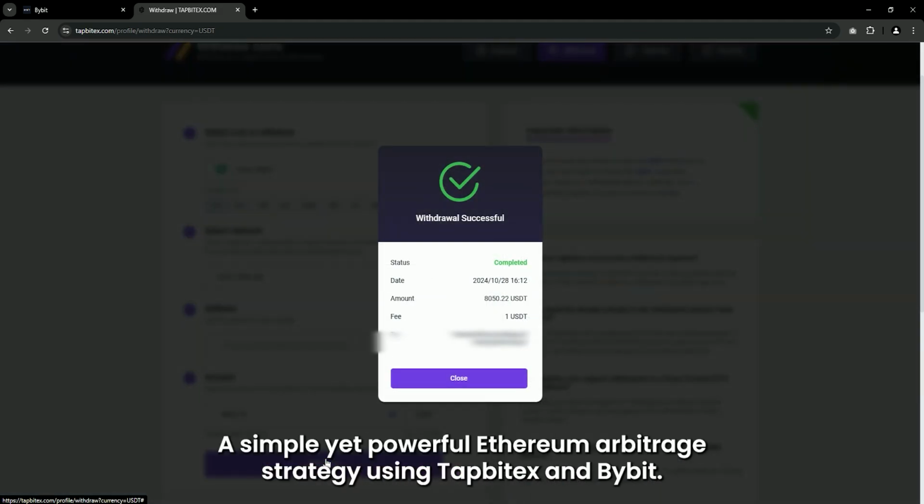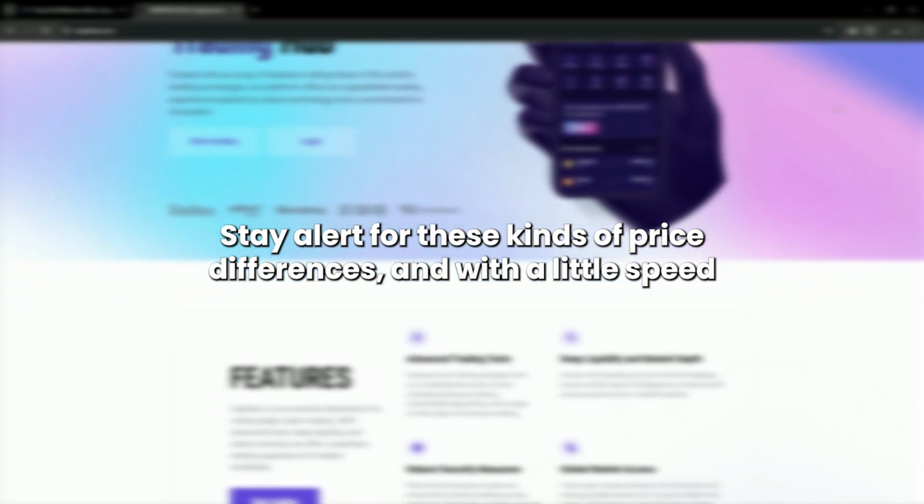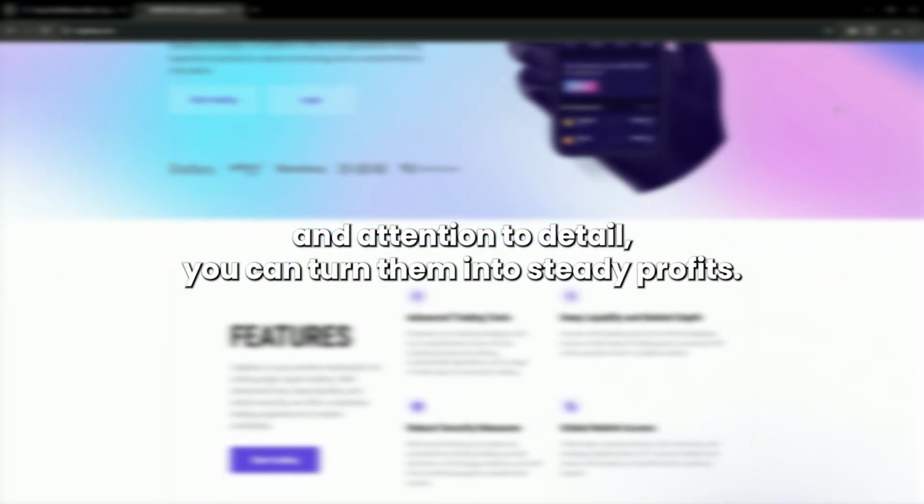And that's it, a simple yet powerful Ethereum arbitrage strategy using TapTax and Bybit. Stay alert for these kinds of price differences, and with a little speed and attention to detail, you can turn them into steady profits.